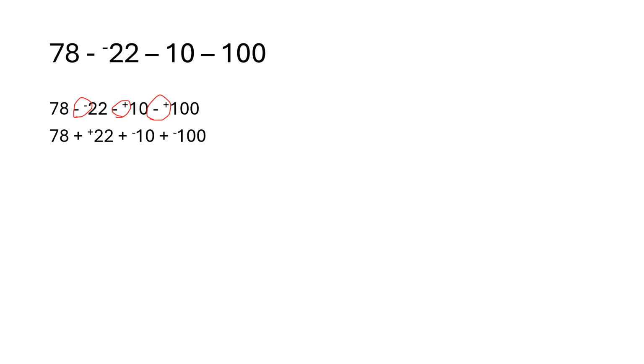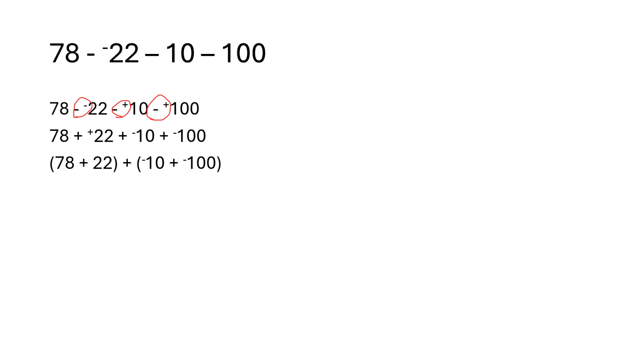So now we have 78 plus a positive 22. The double negative can be turned into plus positive. And then our minus positive can be changed to plus negative. That's the same thing. So plus negative 10. And in this last case, our minus positive 100 can also be changed to plus negative 100. And so now we can group our positives and our negatives.